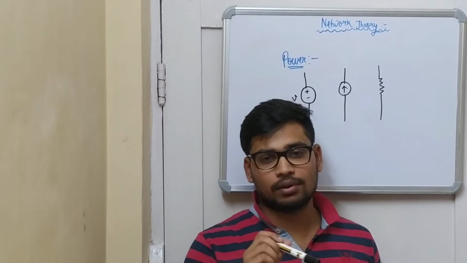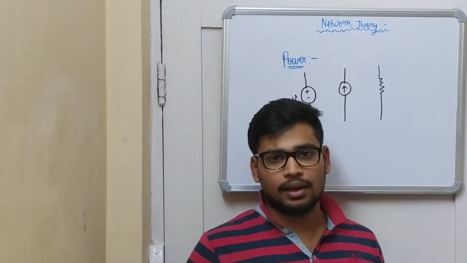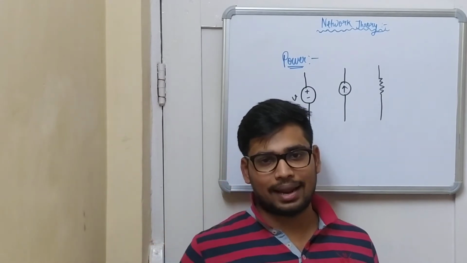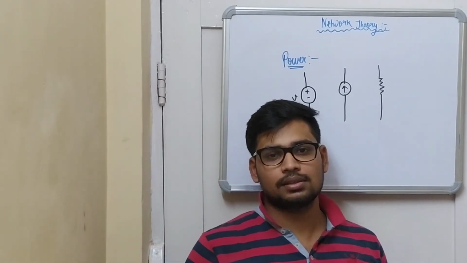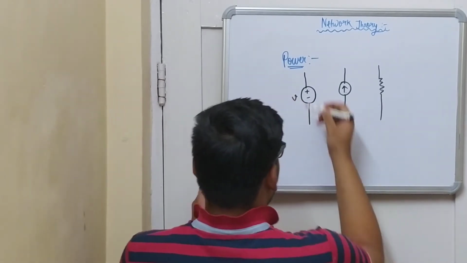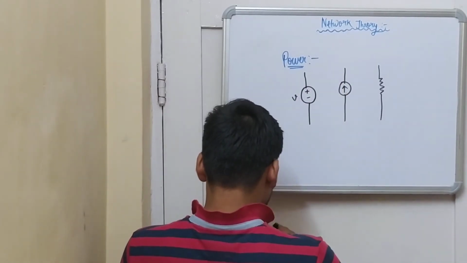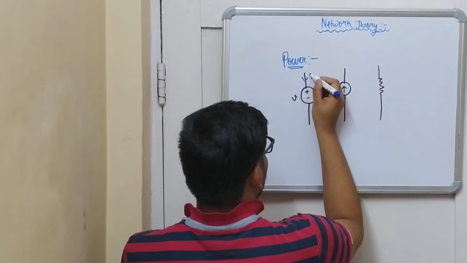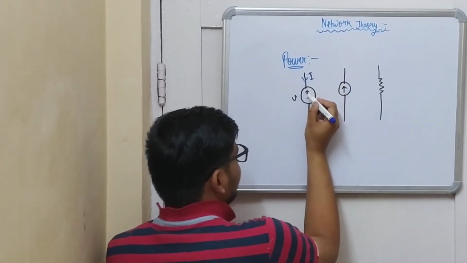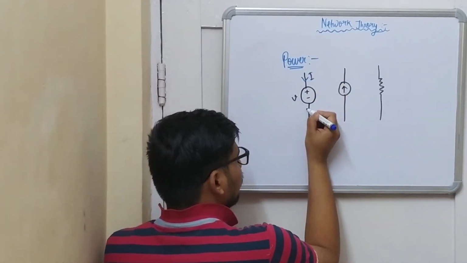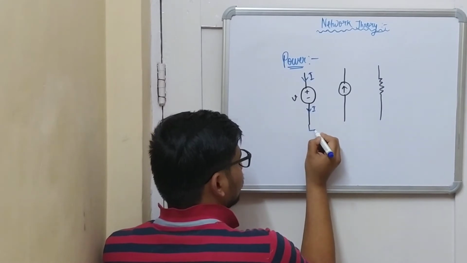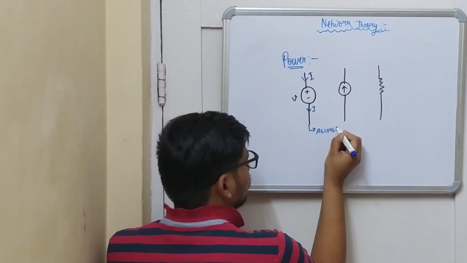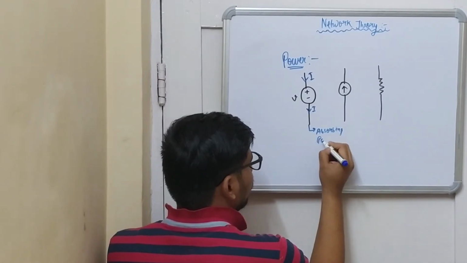If current enters the positive terminal, it means it is absorbing power. If it leaves the positive terminal or enters the negative terminal, it means it is delivering power. Say for example, if I assume current I is entering this voltage source, now this current I is entering the positive terminal and leaving the negative terminal, it means it is absorbing power.